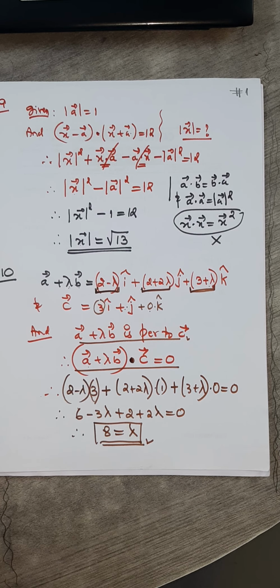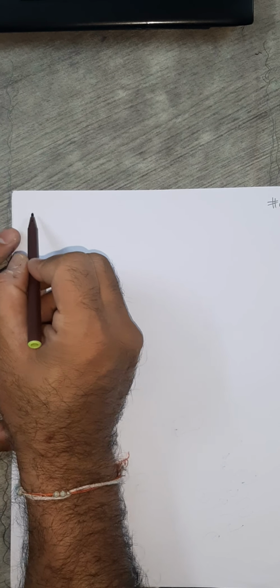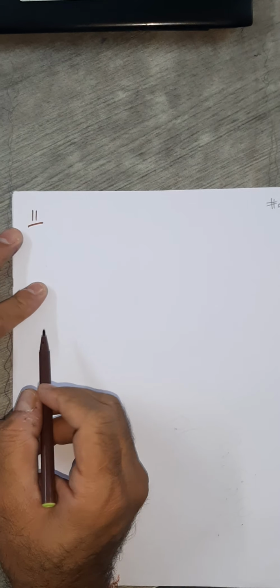Okay. Now what about the next question, 11th? Show that this is perpendicular to this. So what do you need to show there? You just need to show that the dot product is 0. Remember, question number 11.